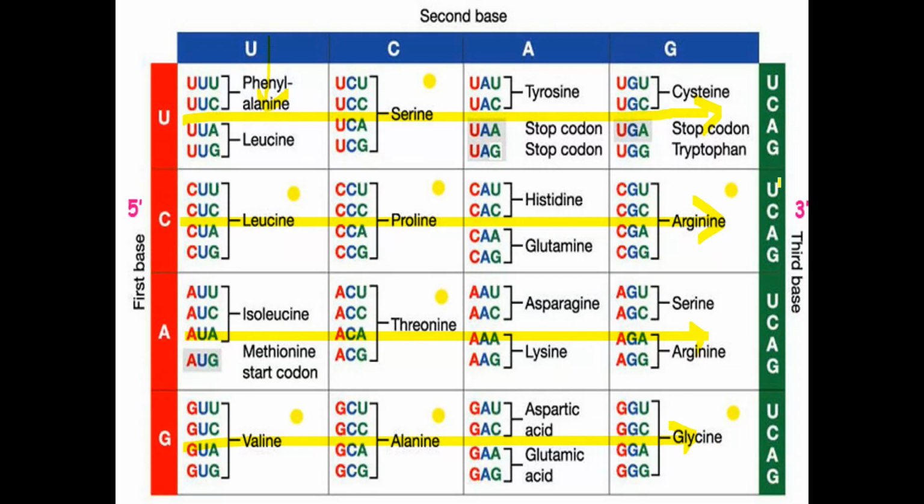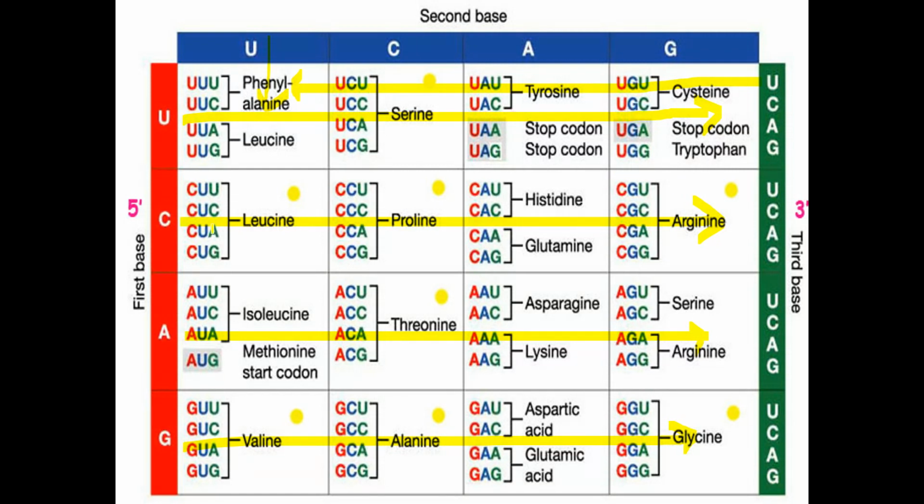Now the third letter is going to be over here on the right-hand side, and this tells me the specific position within that box. So if I had U, U, U, I would come all the way across, and that tells me that is phenylalanine. The first letter tells me across, the second letter tells me what box I'm in, and the third letter tells me what position within that box it is. The chart that you have doesn't have these combinations written out. You're going to have to put it together. So that's how you read the first codon chart.